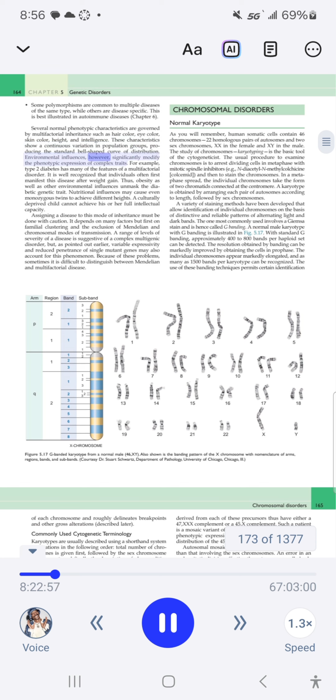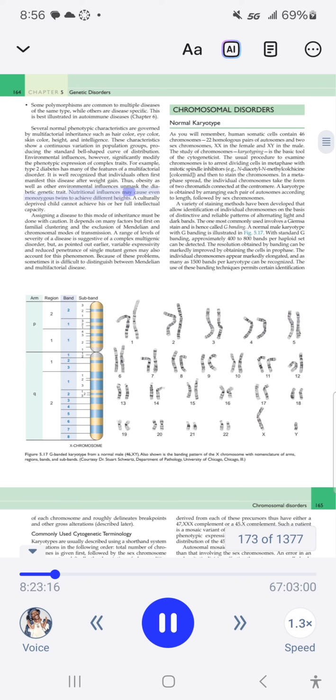Environmental influences, however, significantly modify the phenotypic expression of complex traits. For example, type 2 diabetes has many of the features of a multifactorial disorder. It is well recognized that individuals often first manifest this disease after weight gain. Thus, obesity, as well as other environmental influences, unmask the diabetic genetic trait.